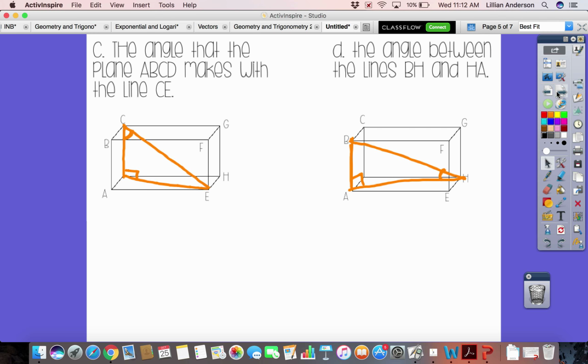This is also where we talked about the types of problems where it says the angle that the plane ABCD makes with line CE. Well, plane ABCD is this plane right here in the back, and CE was the line that connected vertex C to vertex E, so it basically would have been that angle right there at the top. This is when we did this type of stuff as well. And the angle between lines BH and HA. Talking about that angle right there.